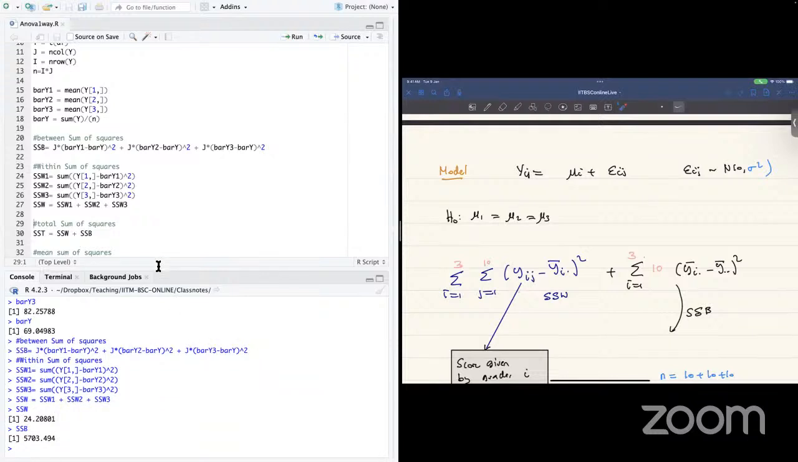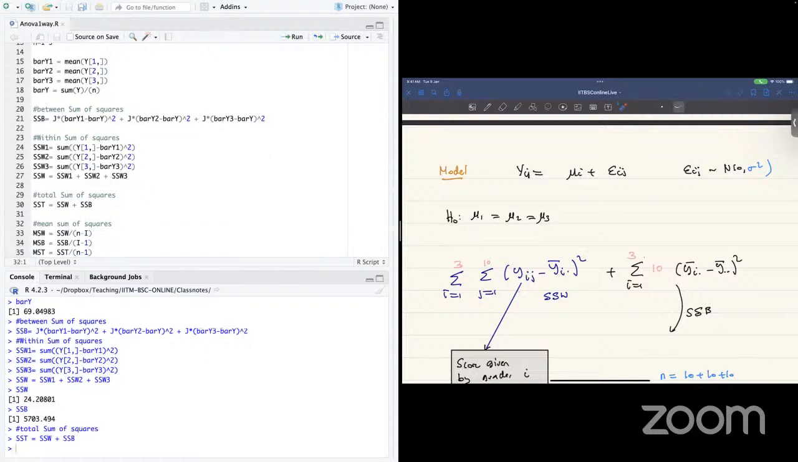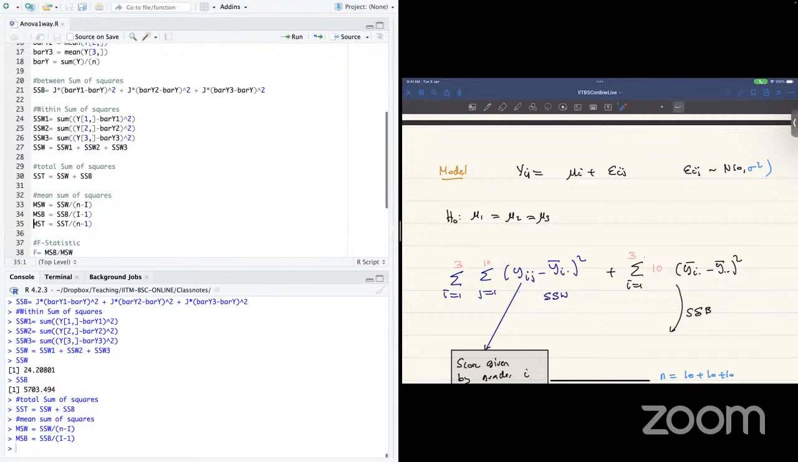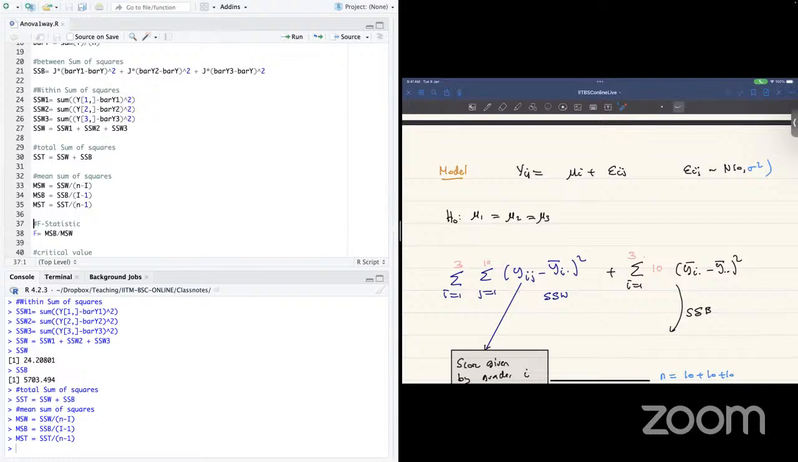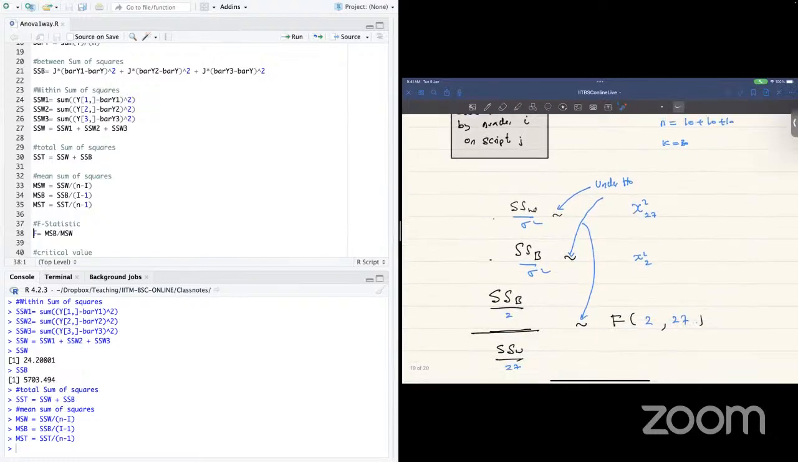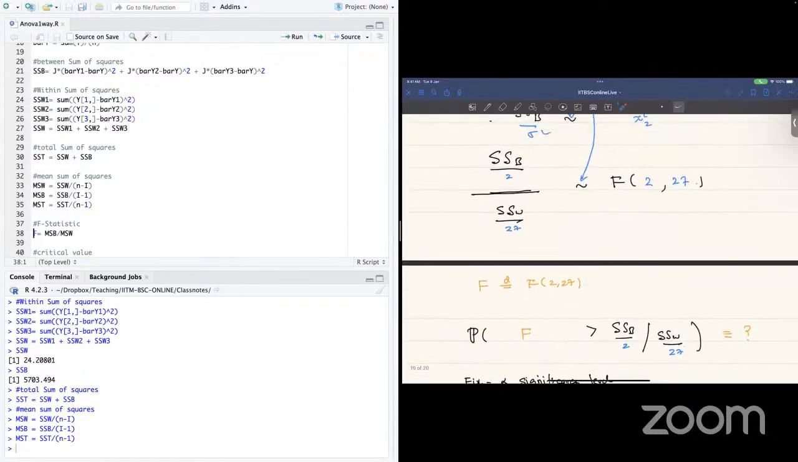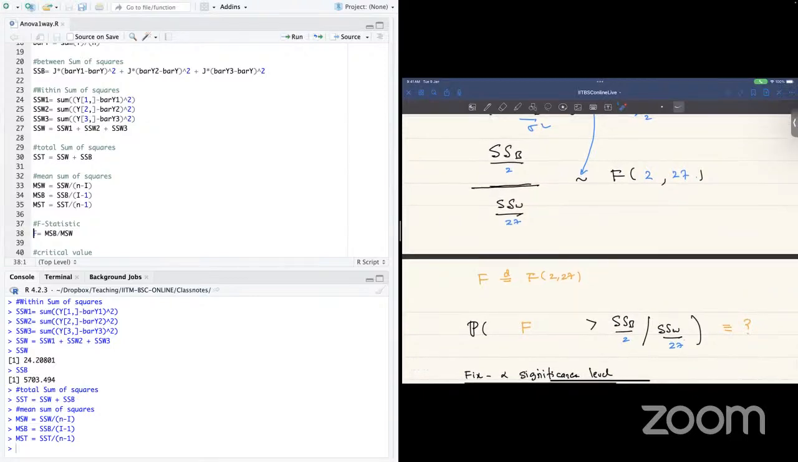B is this, I get this, very good. Then I do the total sum of squares, that is this. Then I compute the mean sum of squares: mean square within, mean square between, mean square total, like I have. And my F statistic is exactly what I have here, right? Because N minus I is just 27, so I do my F.